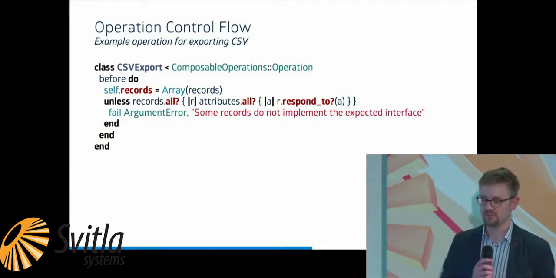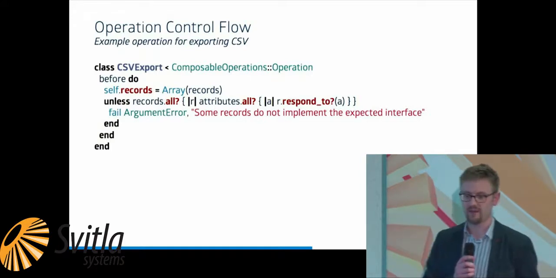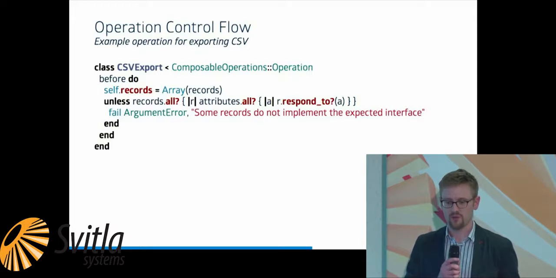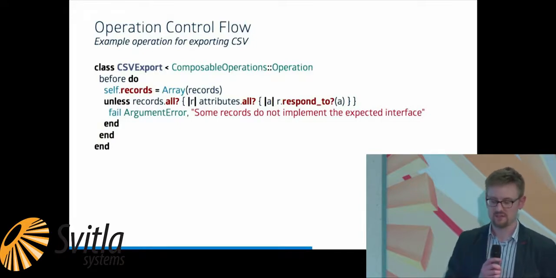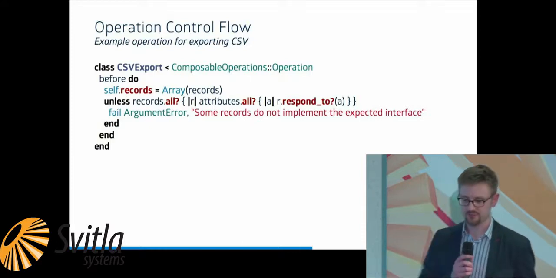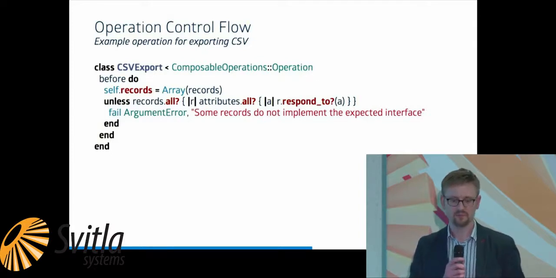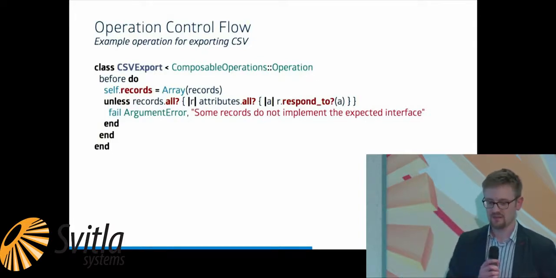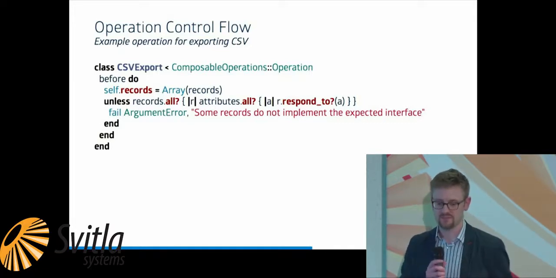And this is why I pulled it out into a before filter, because all we do is we make sure that records is actually an array, and then we iterate over all of our records and check if they implement the necessary interface, that is, if they respond to all the getters you specified in the attributes configuration option. If there's a broken record, then we fail with an argument error. You can, of course, make this more informative by providing the user with information on which record precisely it is that failed, but this is just a simple example.